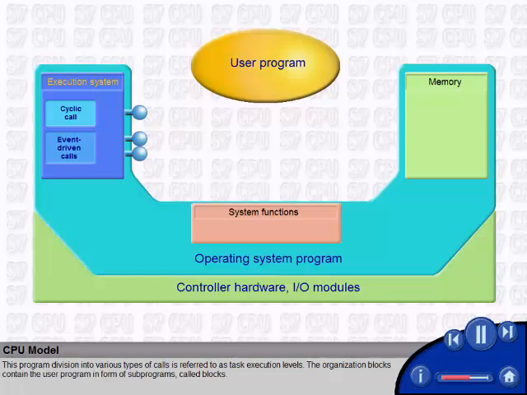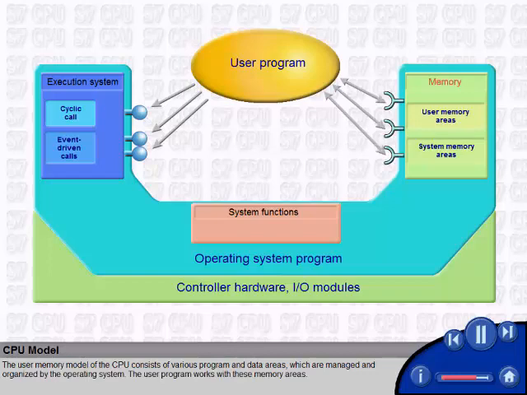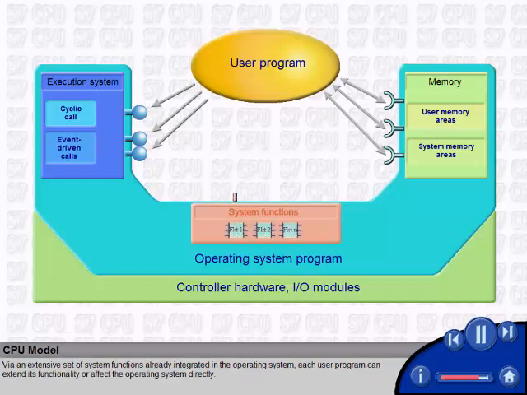The organization blocks contain the user program in form of subprograms called blocks. The user memory model of the CPU consists of various program and data areas, which are managed and organized by the operating system. The user program works with these memory areas. Via an extensive set of system functions already integrated in the operating system, each user program can extend its functionality or affect the operating system directly.